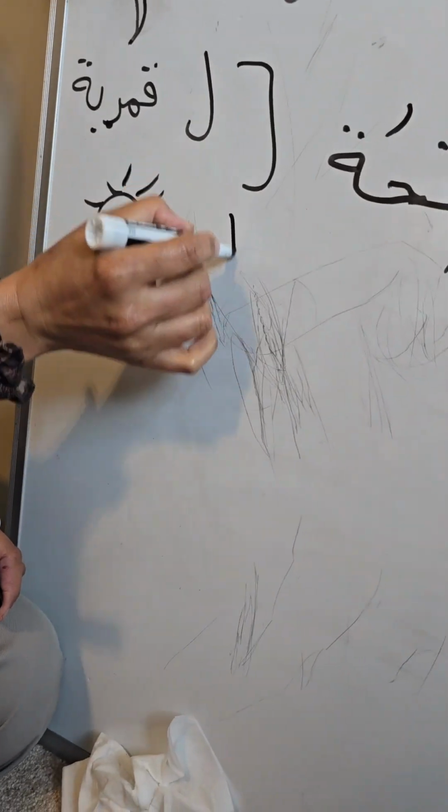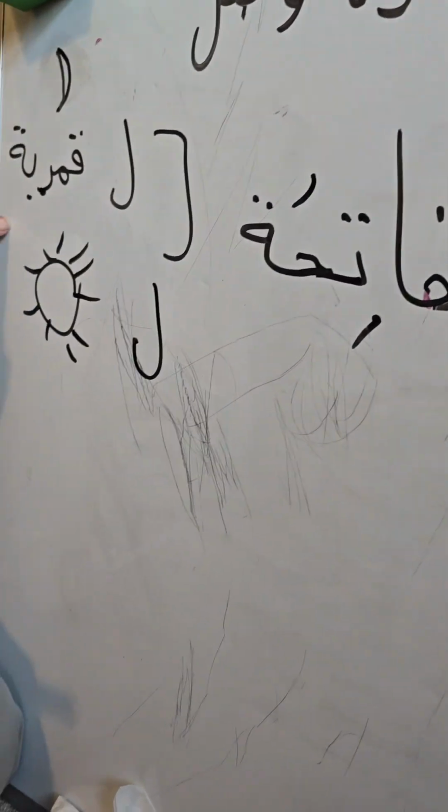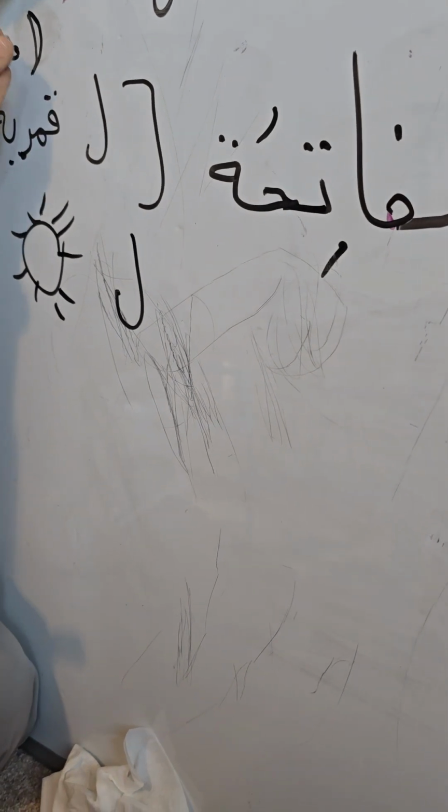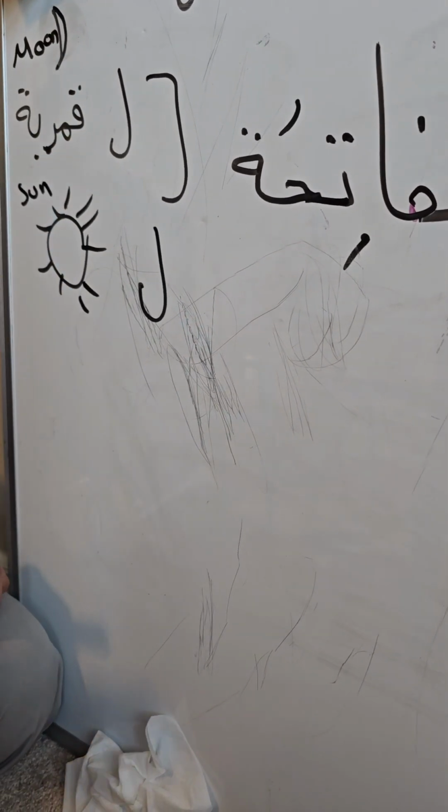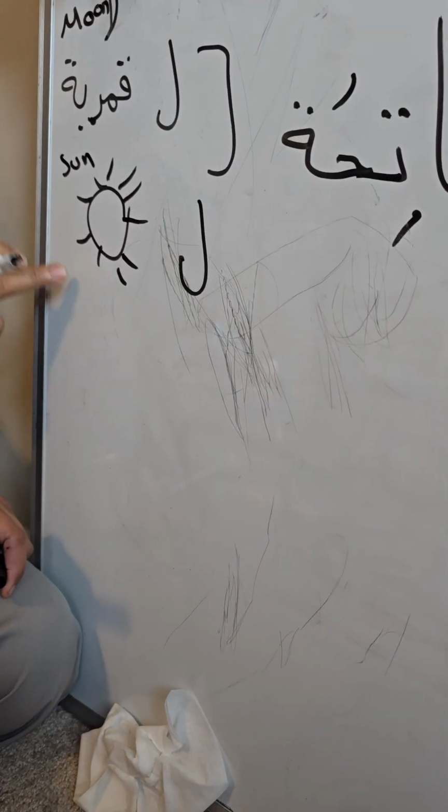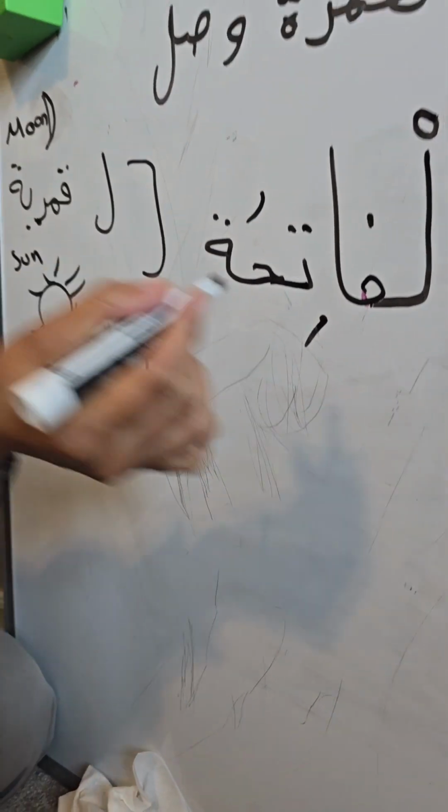But is there any lam we cannot pronounce? Yes, there is a lam called Laam Shamsiya. Qamar is the moon, Shams is the sun. Moon and sun. The Laam Shamsiya is silent. The Laam Qamariya, we have to say it. I'm going to give you an example now.